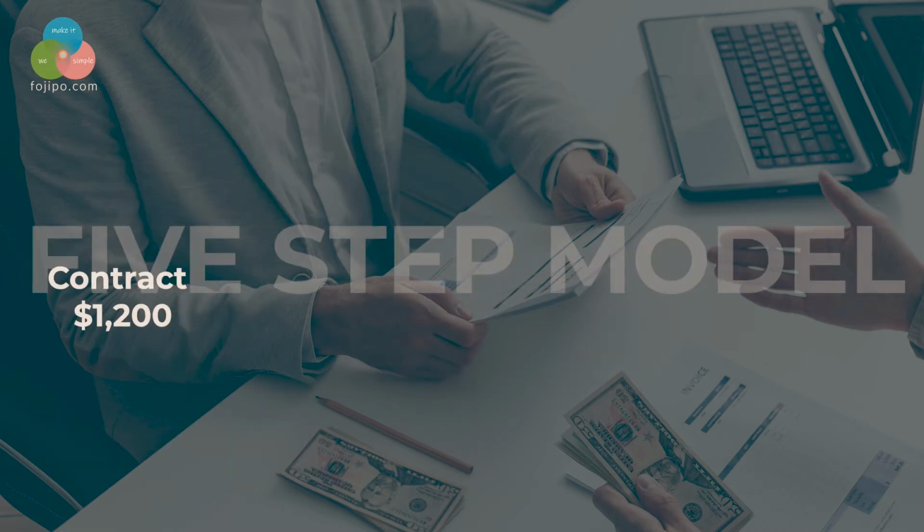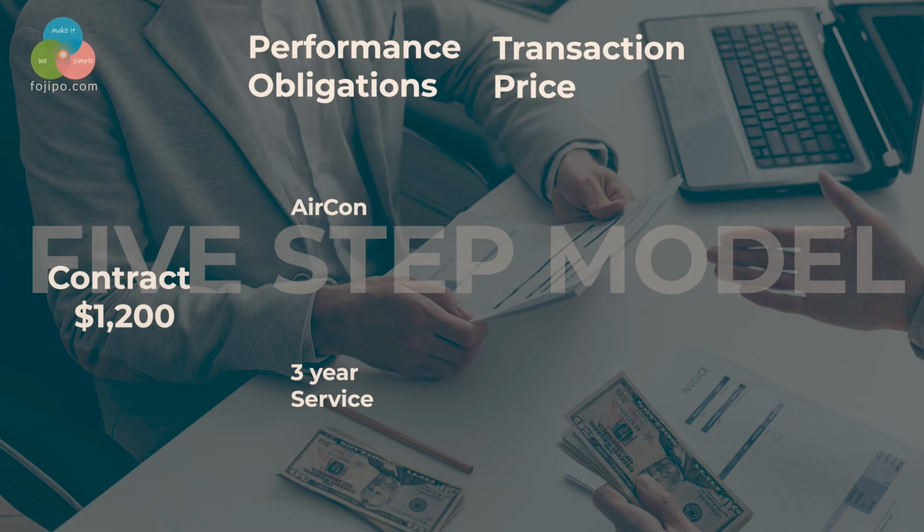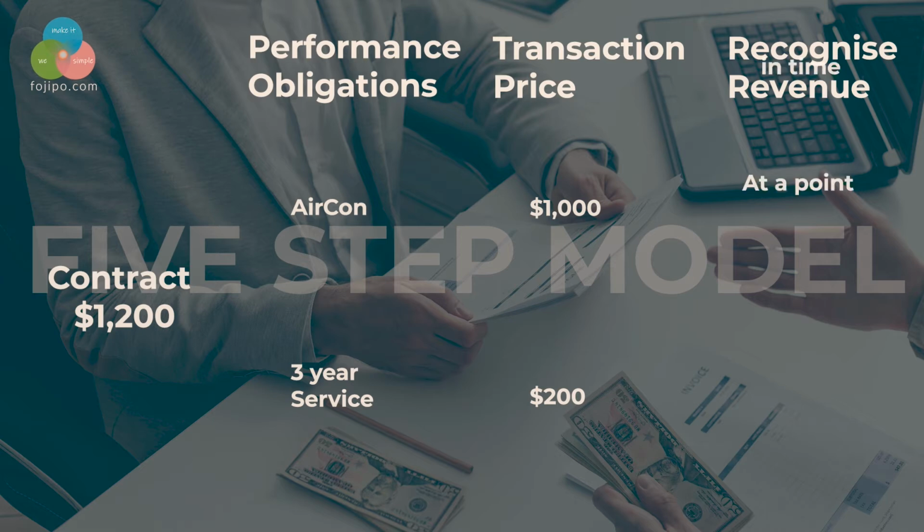We will start with the contract, and then in that contract we will identify the performance obligations. In this example, we have agreed to deliver 1 unit of air conditioning unit along with 3 years of service, and the transaction price that we have allocated to each performance obligation is $1,000 for the air conditioning unit and $200 for the 3 years of service contract. In the last step, we have to recognize revenue. Since control of the air conditioning unit will be transferred to the customer at a point in time, revenue will also be recognized at a point in time, whereas the service contract will be performed over a 3-year period, and therefore revenue for the service contract will be recognized over time, that is over 3 years.